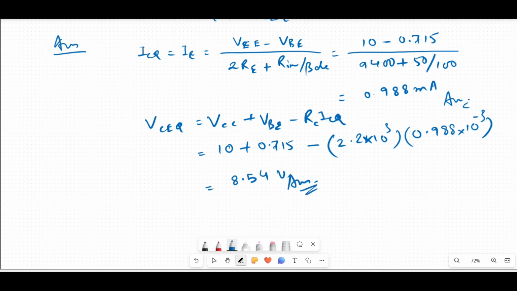Like this, we can solve numericals on the DC analysis of a differential amplifier. I hope you have understood the DC analysis of the differential amplifier, and I hope it is beneficial for you. Do try this type of numericals, and for the theory, please go through the book so that your learning will be proper.